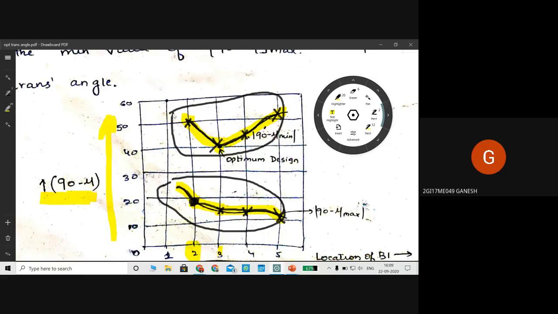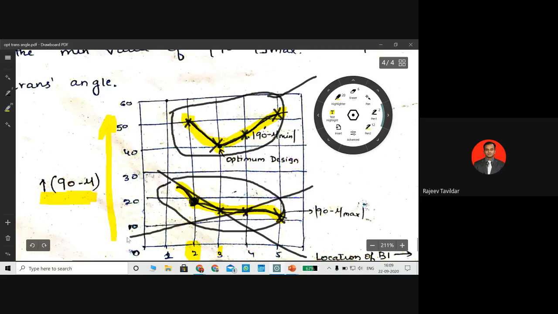90 minus mu min. Yeah, the curve which is on the top side is obviously the curve which is having the highest range or highest values of angles. So I need to choose that curve which has the highest values of angle. Okay, that means I need to discard this curve. This curve is of no use to me now. In this curve, I need to identify that point which is having the least angle of 90 minus mu. So you can see that this is the least angle of 90 minus mu that I'm going to get in this curve.